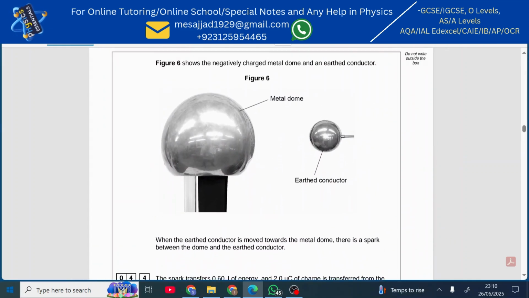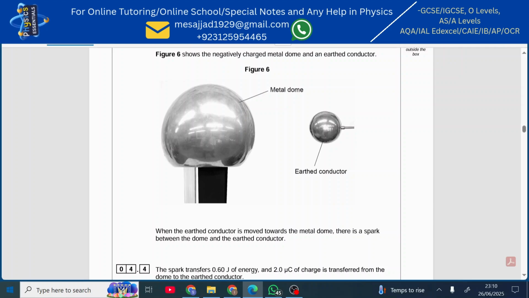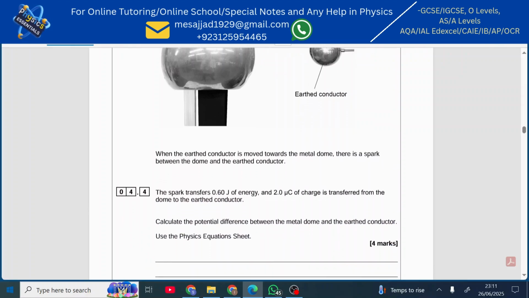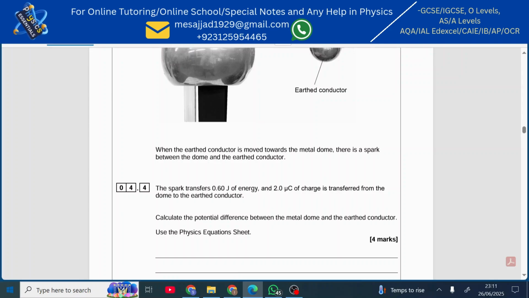Okay, so here figure 6 shows the negatively charged metal dome and an earth conductor. When the earth conductor is moved towards the metal dome, there is a spark between the dome and the earth conductor. The spark transfers 0.6 joules of energy and 2 microcoulomb of charge from the dome to the earth conductor. Calculate the potential difference between the metal dome and the earth conductor. Use physics equations sheet.